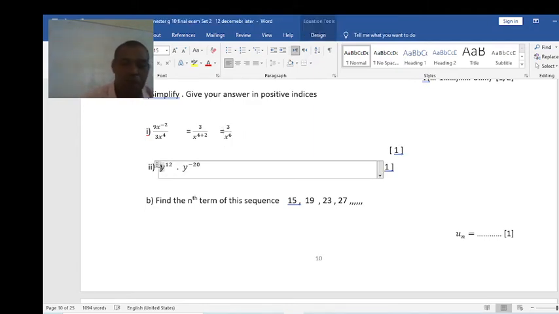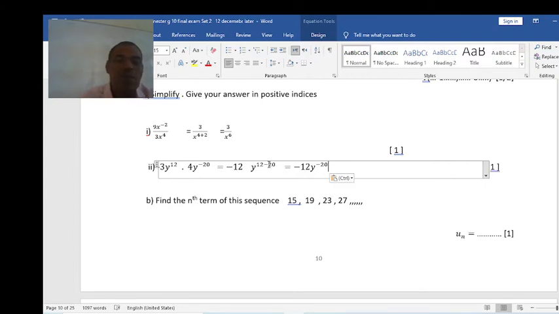For this one the same here. Negative sign, for example, I will make negative 3 multiplied by, for example, 4. This one is equal to negative 12, because 4 times 3 is 12. There is a negative sign. Y to the power what? I'll just write it here. Copy. Y multiplied by y to the power 12 plus negative 20. So this one also equals minus 12. Then 12 minus 20 gives minus 8.